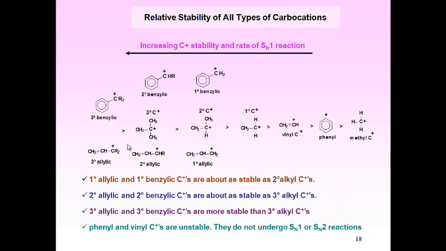So, totally, here is the relative stability of all the carbocations we discussed. Primary allylic and primary benzylic carbocations are about as stable as secondary alkyl carbocations. Secondary allylic and secondary benzylic carbocations are about as stable as tertiary alkyl carbocations. Tertiary allylic and tertiary benzylic carbocations are more stable than tertiary alkyl carbocations. Phenyl and vinyl carbocations are unstable. They do not undergo SN1 and SN2 reactions.